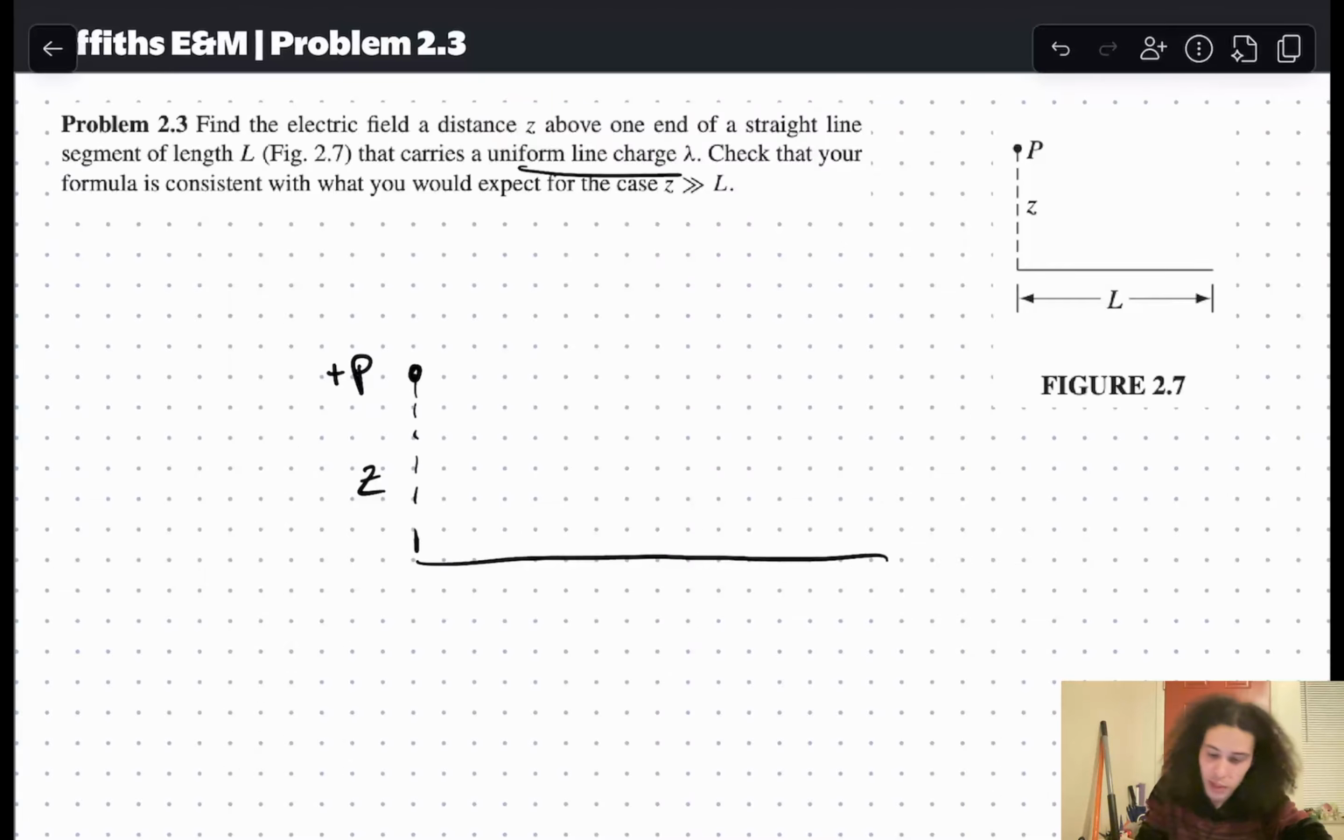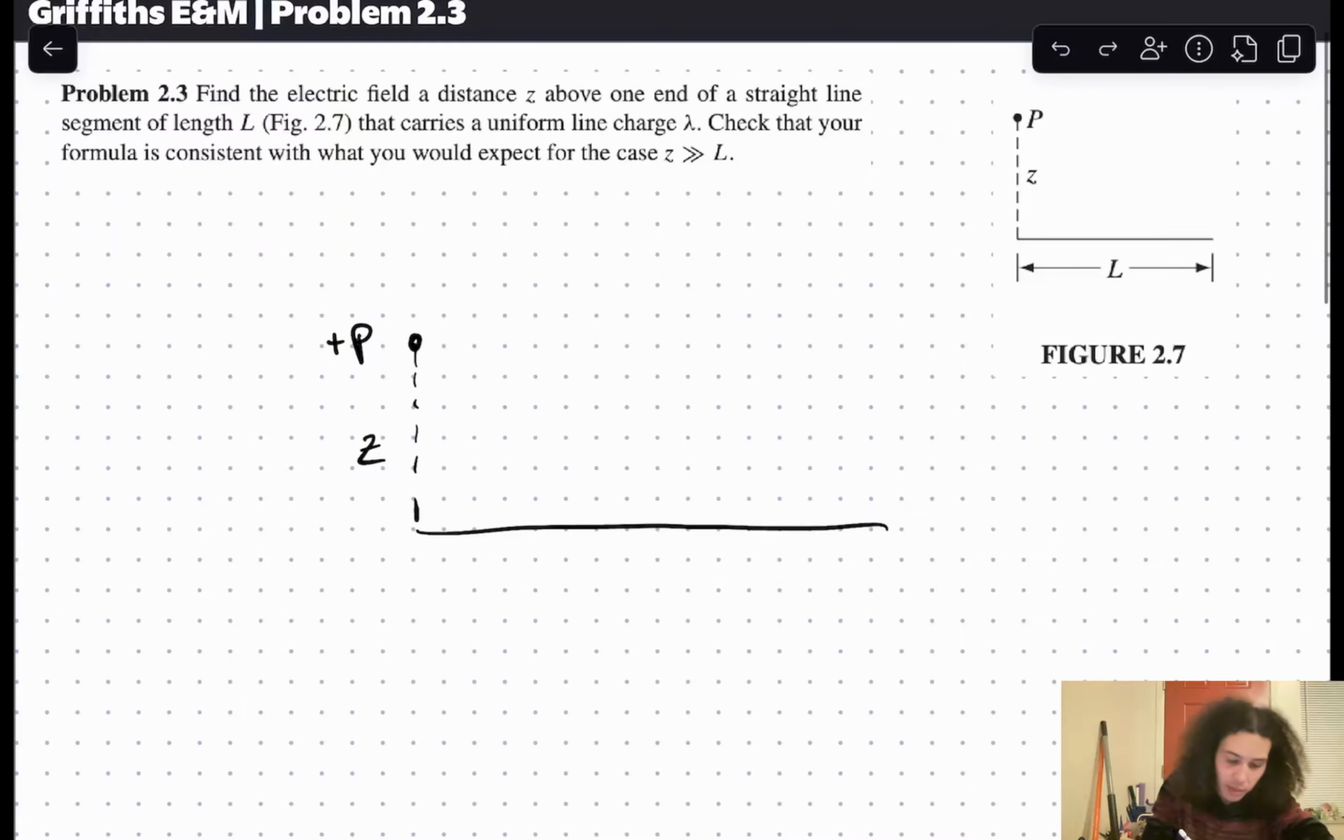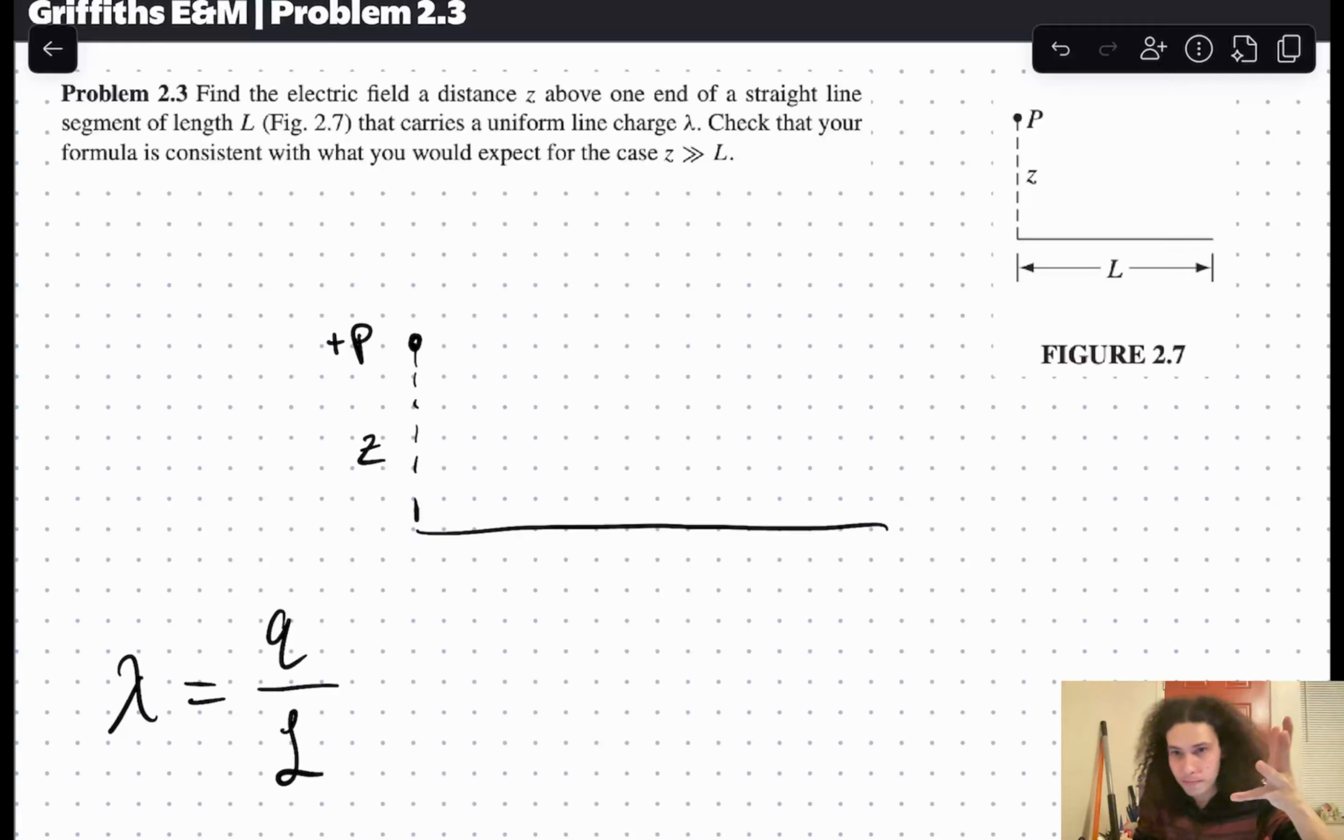So uniform line charge lambda. What lambda means specifically is charge over length. It's also referred to as linear charge density. So how many charges are there per unit length on this rod?